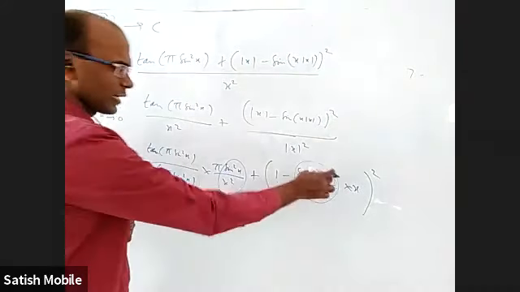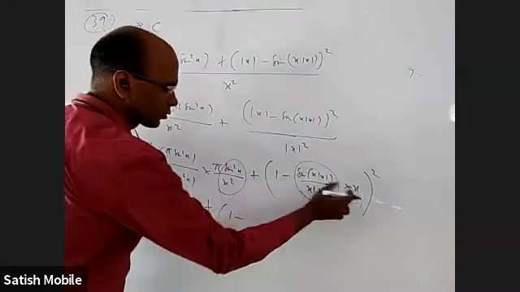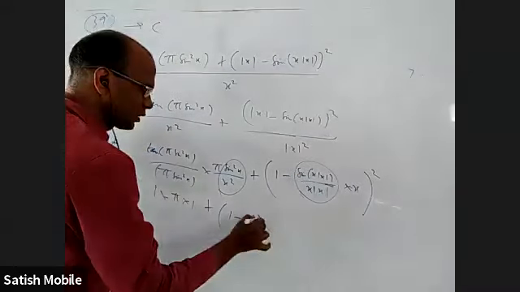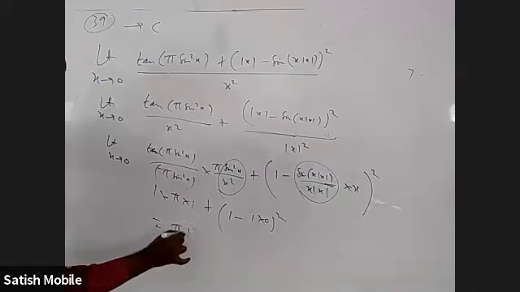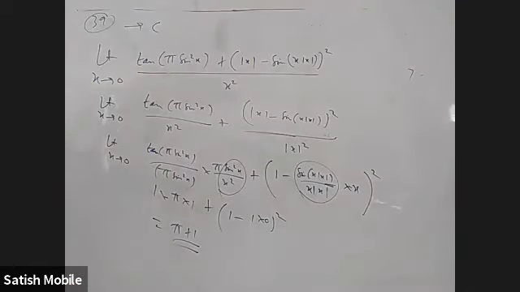Sine theta by theta, same theta, limit tending to 0. But in this it is 1, but this is 0 is there. So 1 into 0 whole square. So this is pi and that is 1. So it will be pi plus 1. If you take integer part of x, you have to take right limit and left limit. You'll get maybe different answers.